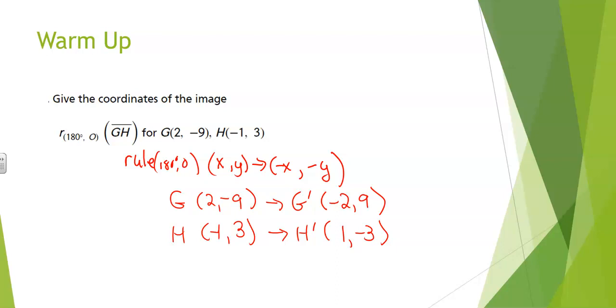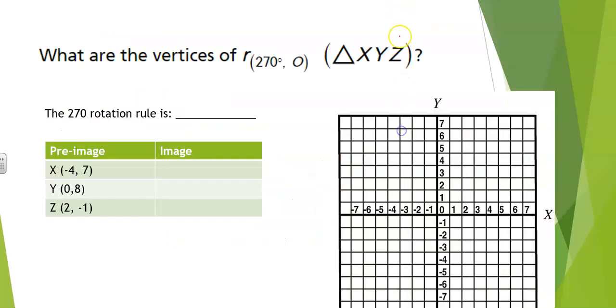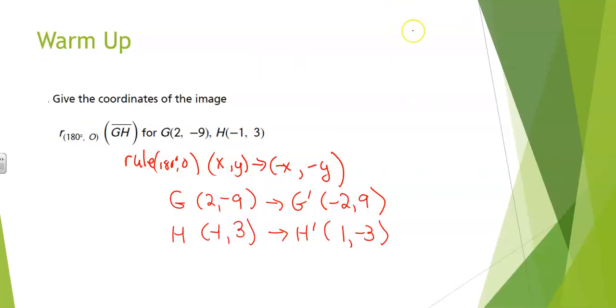Now, you might ask, what can I do to kind of verify that I did it correctly? What I would probably do is a rough sketch over here. 2, -9 would be down here somewhere, so that would be G, and H would be -1, 3, maybe right about there. So that would be H. So the line segment would look something like this.